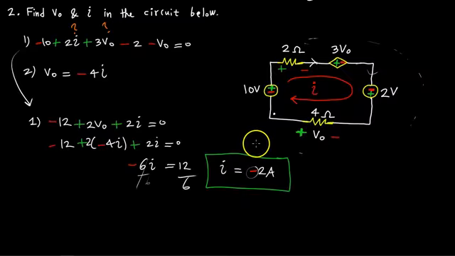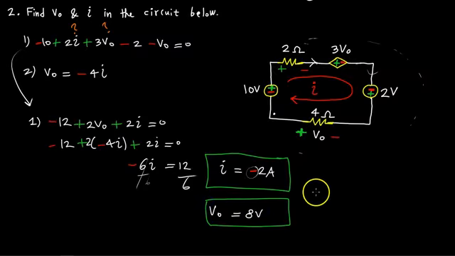So we found the current, but that wasn't all we had to find. We had to find V0 also. V0 is going to be negative 4 times I, but I is minus 2, so minus 2 times minus 4 is going to give us 8 amps. Or sorry, 8 volts. So that's our final answer for these two quantities. And I encourage you to go ahead and find the power dissipated through each element given the previous example.